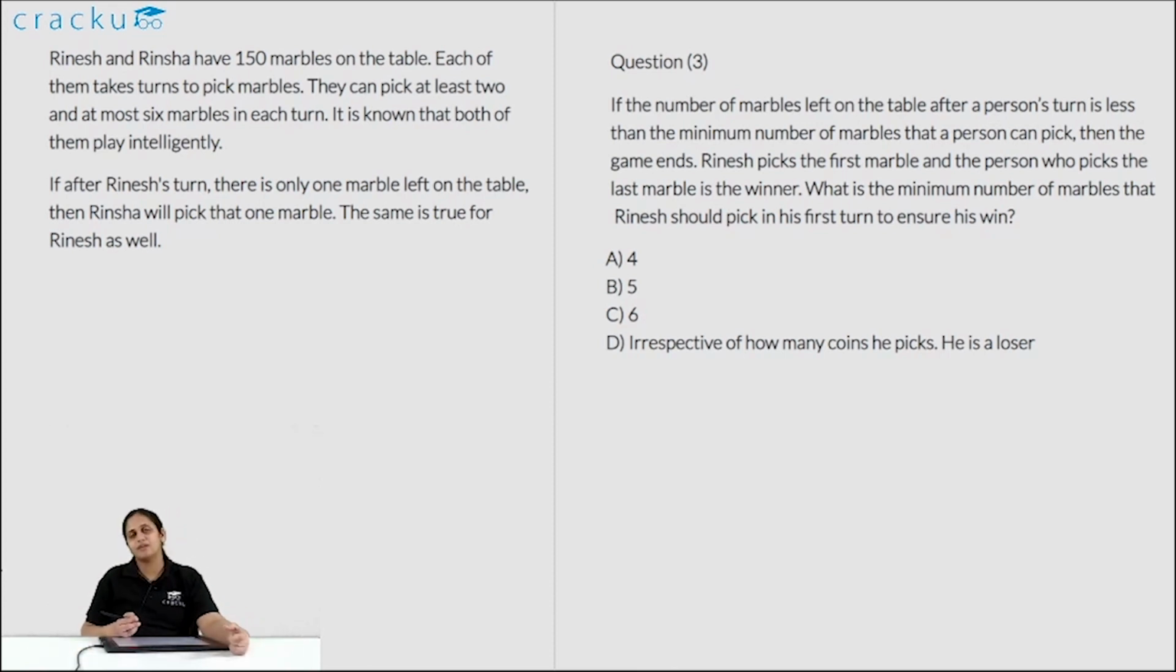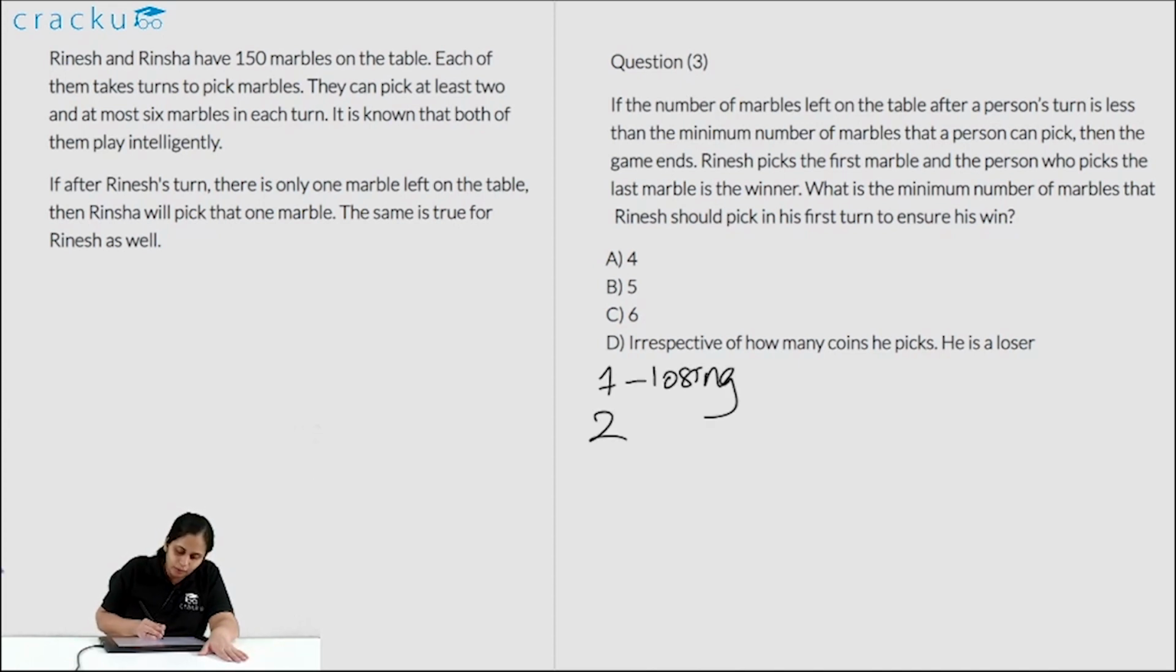This means that if there is 1 marble on the table, then the game has ended and the person picking the 1 marble would not be the winner because they can't pick up the 1 marble. So if there is 1 marble on the table, that is actually a losing position because the person who just picked would be the winner. So 1 is the losing position and 2 is the winning position. 2 to 6 would be a winning position.